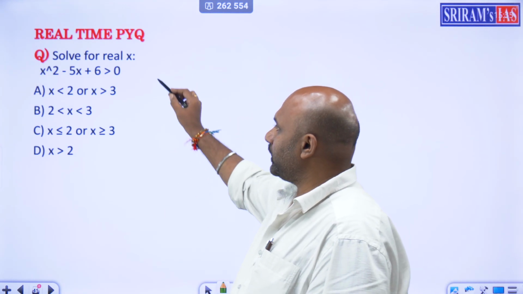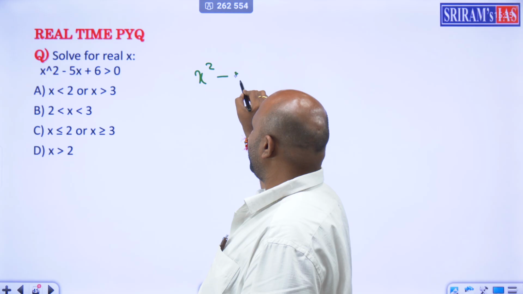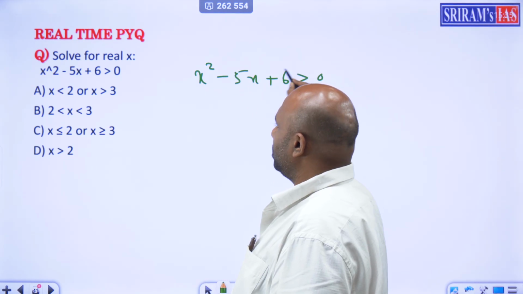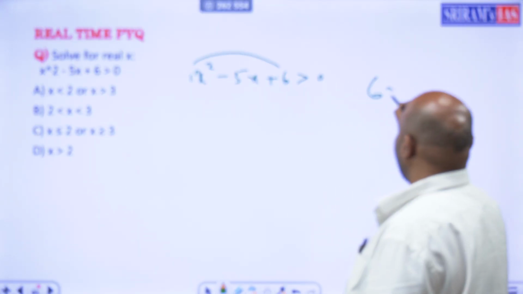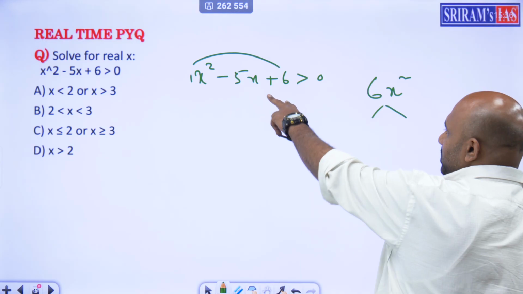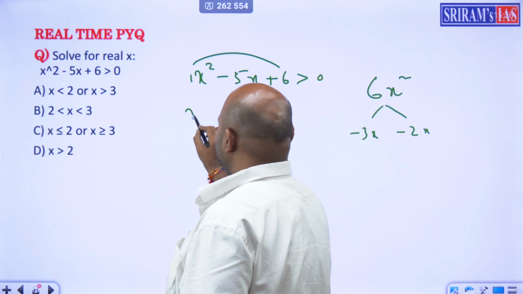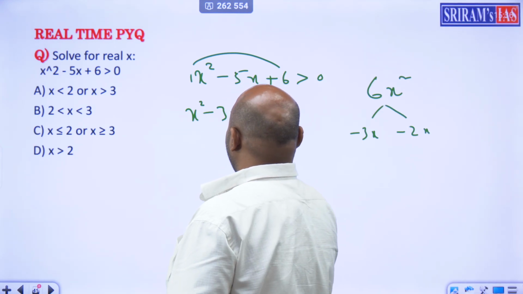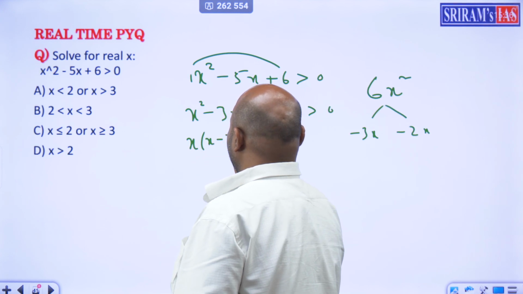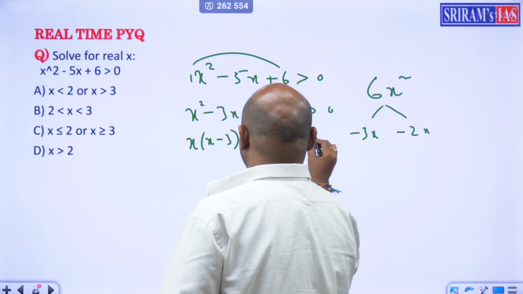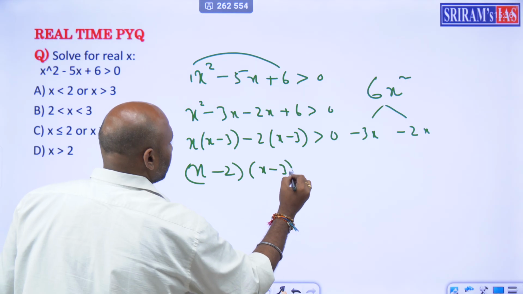Next question, solve for real x: x squared minus 5x plus 6 greater than 0. Under such a scenario, the best method is to multiply the first and last terms, you get 6x squared, and try to get a minus 5x in between. So minus 3x minus 2x. I can write this as x squared minus 3x minus 2x plus 6 greater than 0. That means x into x minus 3 minus 2 into x minus 3 is greater than 0, so x minus 2 into x minus 3 is greater than 0.